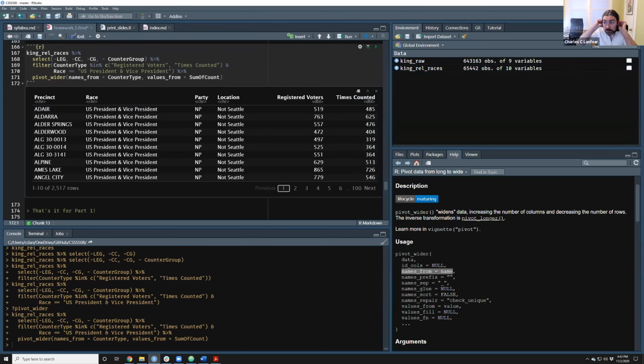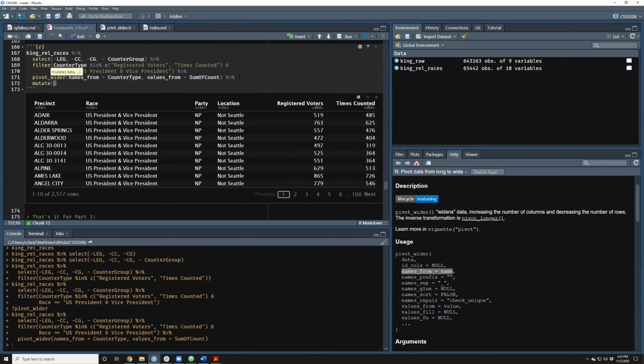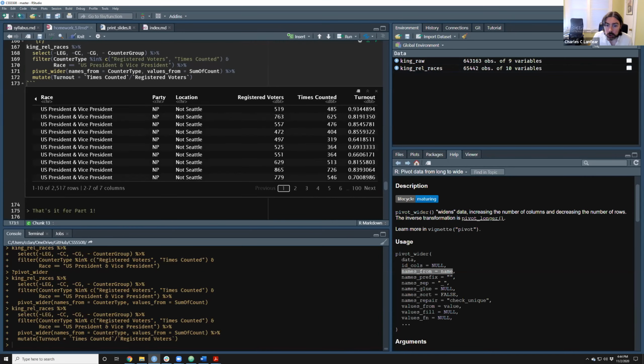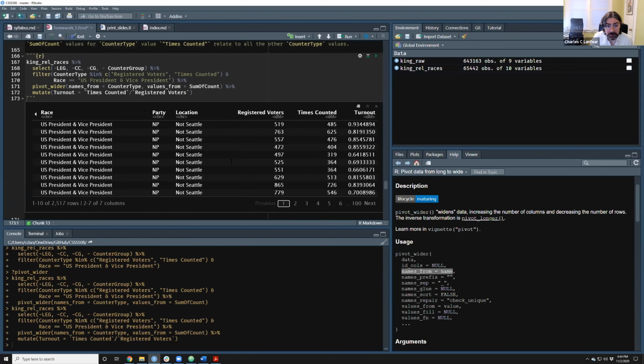Okay. So now, how can I get my turnout rate? You could create a new column with mutate and do the math into that column. Sure. And that's just going to be equal to what? Times counted over registered voters. If we scroll over here, we now have a turnout rate. Okay. So the idea here is we're just taking times counted divided by registered voters.